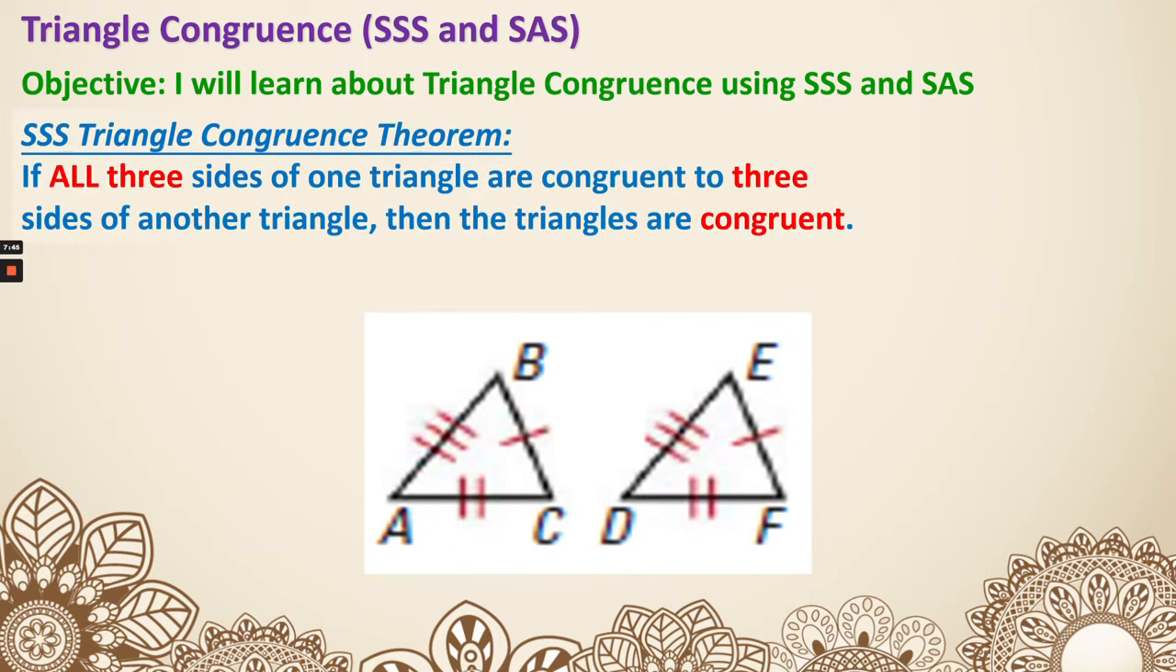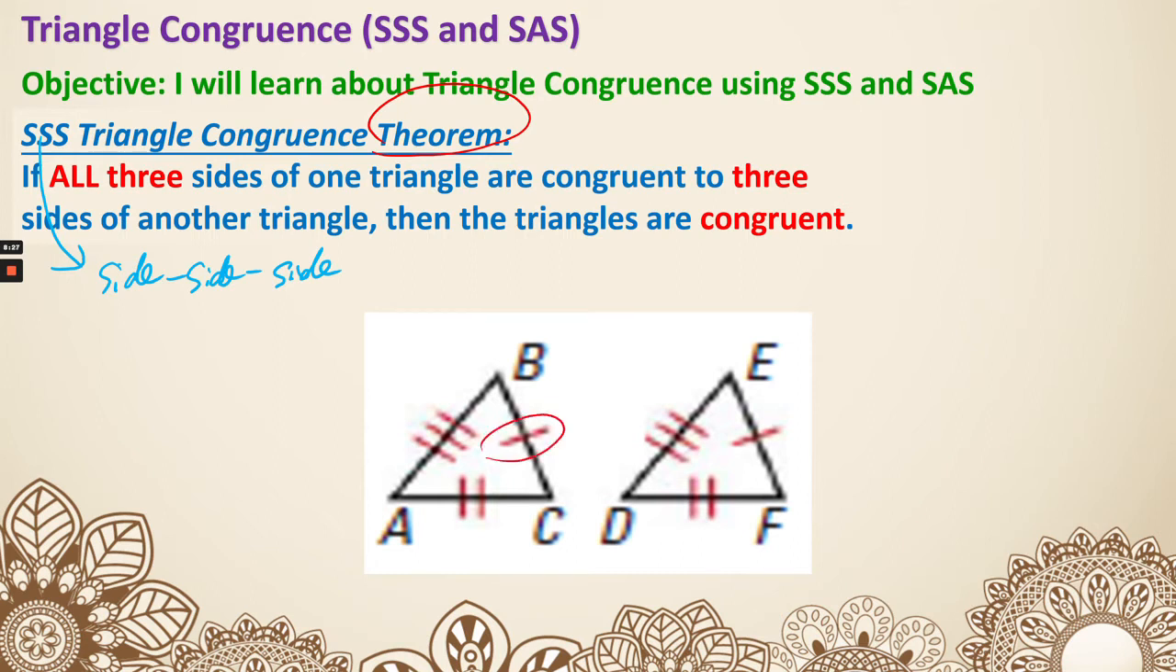First triangle congruence theorem is SSS, which actually represents side, side, side. And theorems typically are things that have been proven by mathematicians, so we don't have to prove them, we can just use them. Mathematicians know this is for sure going to be true, so they have already proven it for us. The triangle congruence theorem SSS says: if all 3 sides of one triangle are congruent to 3 sides of another triangle, then the triangles are congruent.